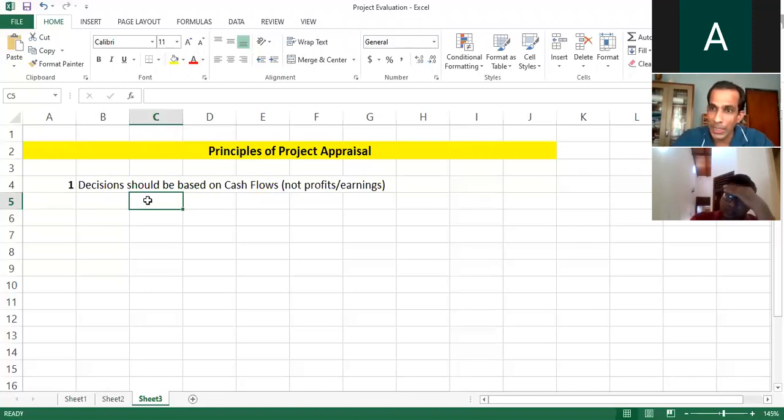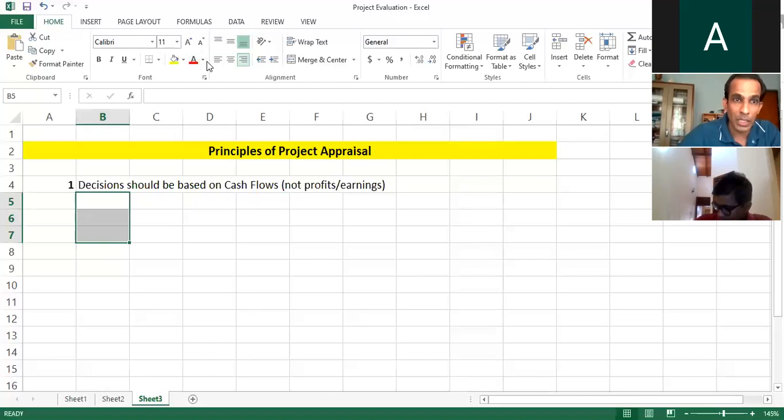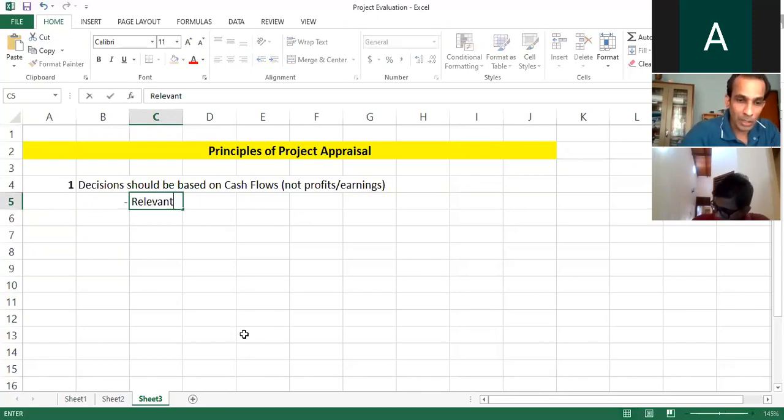In other words, we call this incremental cash flows, because the company may have to incur certain costs whether they accept the project or not. Then it is not relevant. It is not incremental. There are several things we should consider when we are estimating cash flows. One thing: only relevant cash flows should be used. What are the relevant cash flows? Relevant cash flows are the incremental cash flows, right?